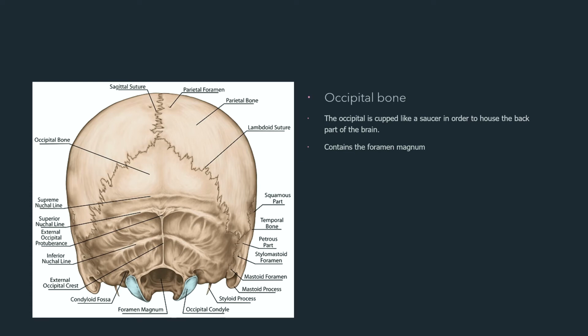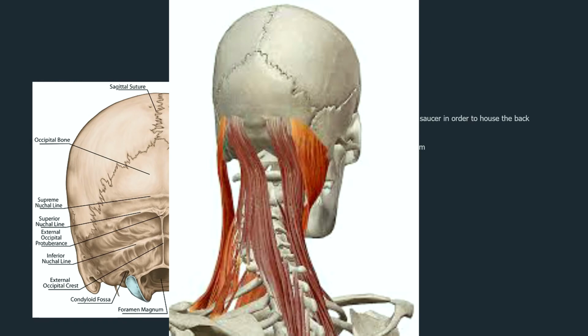A roughened elevation, the external occipital protuberance, which you can see here pointed at by the arrow, lies in the midline of the occipital bone, and it gives attachment to muscles and the ligamentum nuchae. So some of the structures of the nuchal region give rise to attachment of muscles and give support to the head.